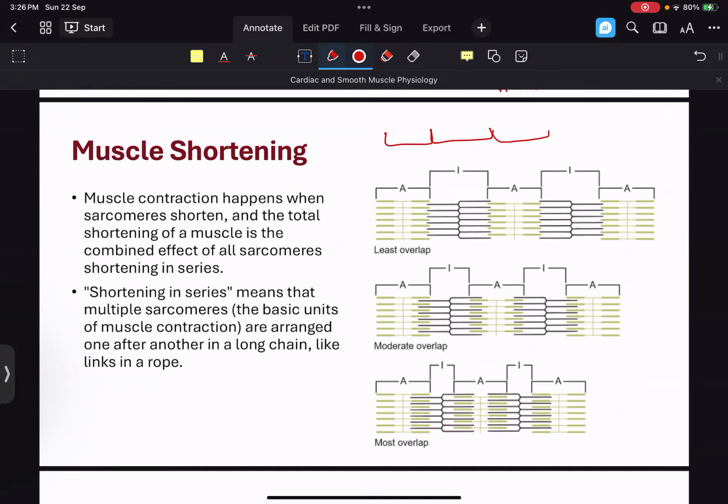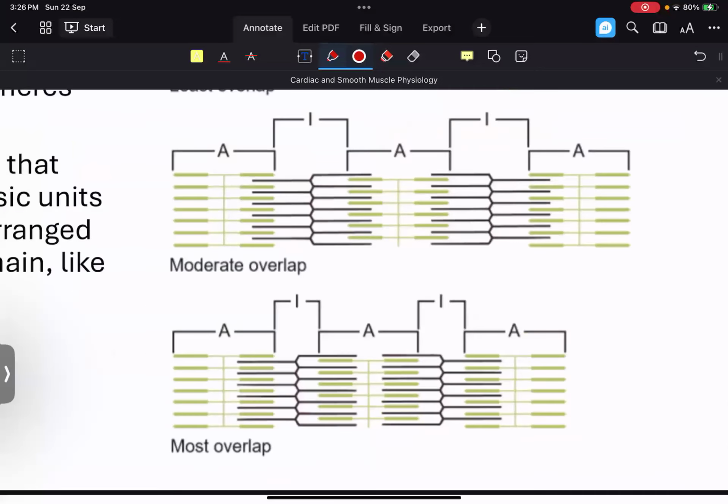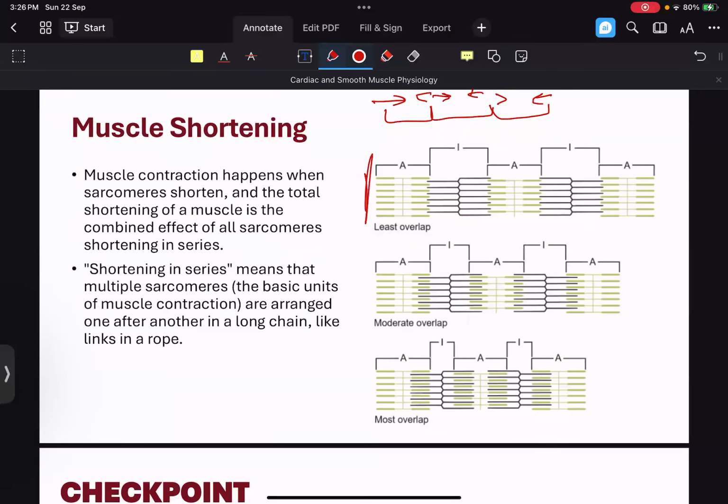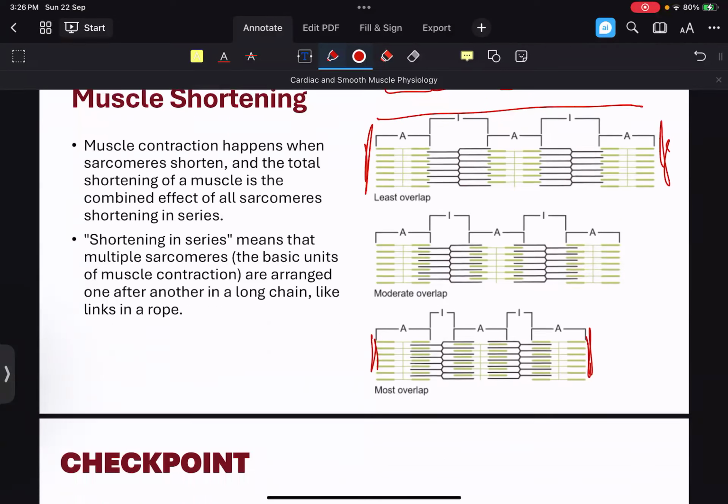One last thing before we move on is remember how we said the sarcomeres are arranged in series? So when they're shortening, they're going to shorten in on each other like this. And that's just going to cause the muscle to shorten. So over here is how it looks when it's relaxed. This is the full length when it's relaxed. And then when the muscle is shortening in series, because they're arranged back to back, it's going to shorten like this. That's all the slide is saying, nothing more to it.